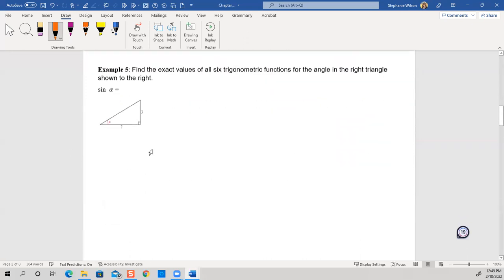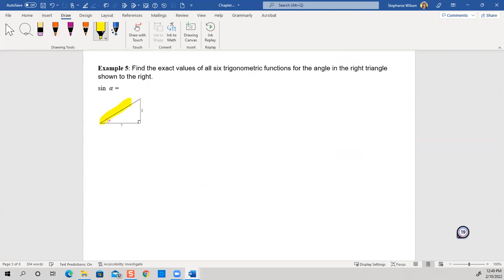So number 5 says, let's find all the exact values of all 6 trigonometric functions for the angles in this right triangle. So we are given what x and y is. We don't know what the hypotenuse is because remember that's the longest side and there's no value there. So we're going to have to do a little bit of work.